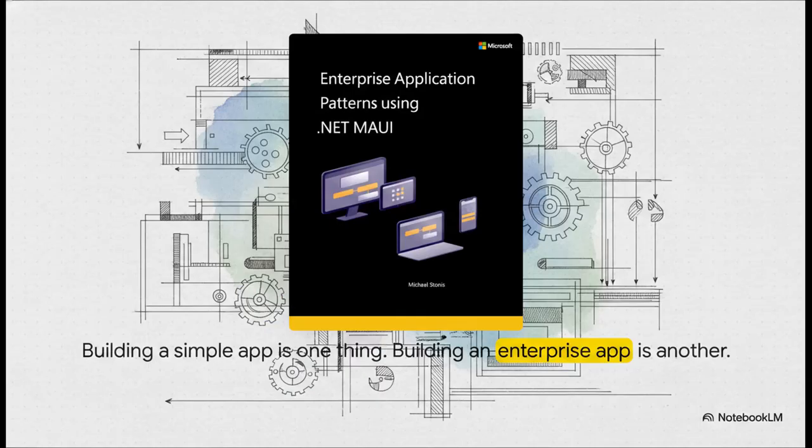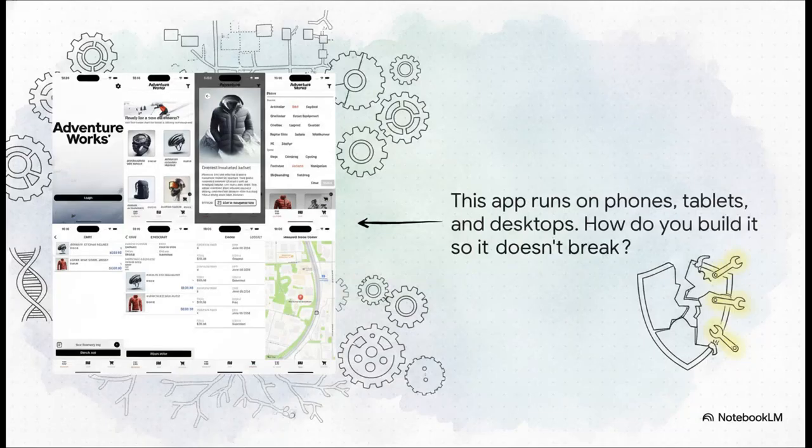For this explainer, we're leaning heavily on an incredible ebook from Microsoft called Enterprise Application Patterns Using .NET MAUI. Honestly, it's a fantastic guide that really lays out the blueprint for building these huge, robust applications. And we're going to use their sample app eShop as our case study. I mean, just look at this thing. It's a full-featured online store.